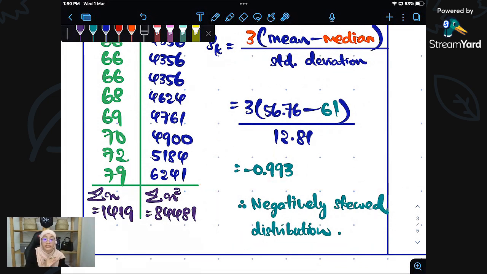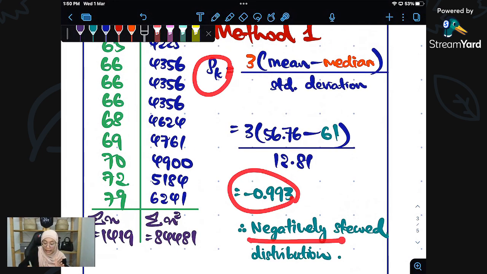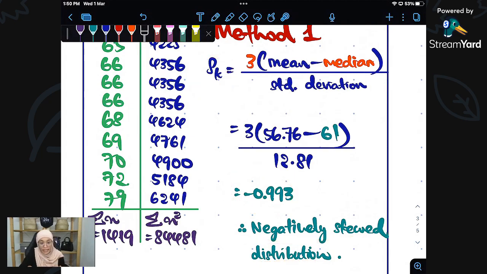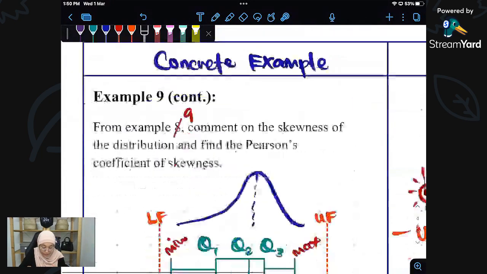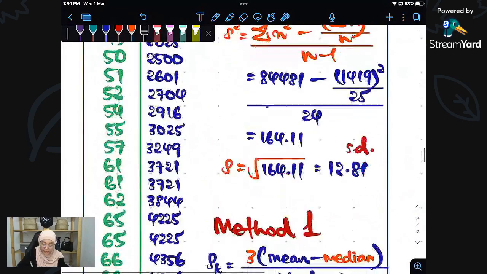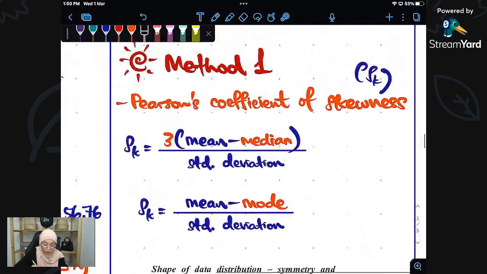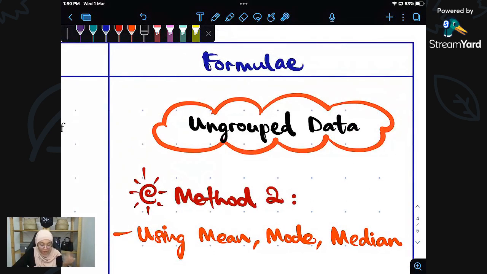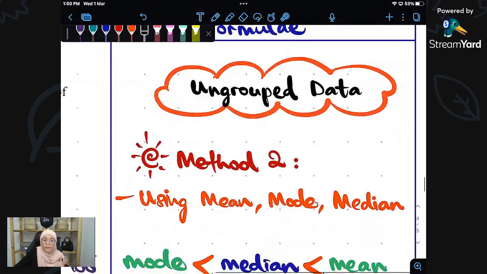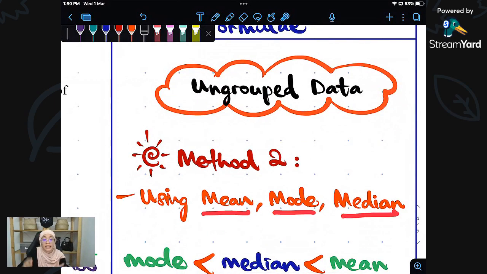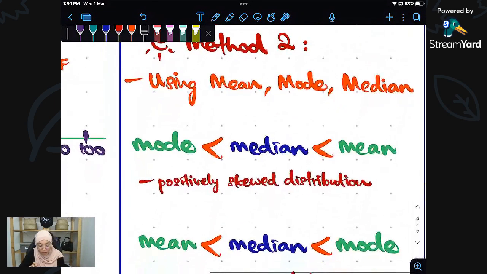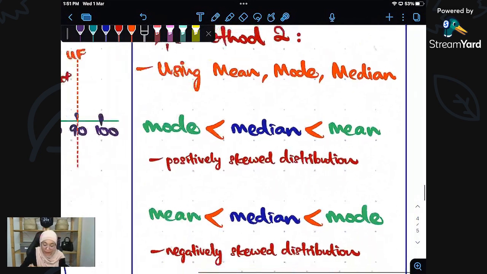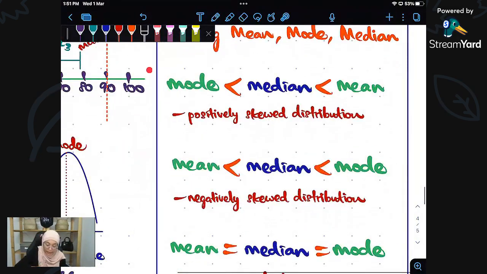That is how you comment your data. Because they ask us the value of the skewness and then comment on it. All right, and so we're done there. So basically skewness is method 1 lah, by using the formula of Pearson's coefficient of skewness. There is another method. Interestingly, there is a method 2. It's just by using the value of mean, mode, and median. You compare it. After you compare, you can see these things.